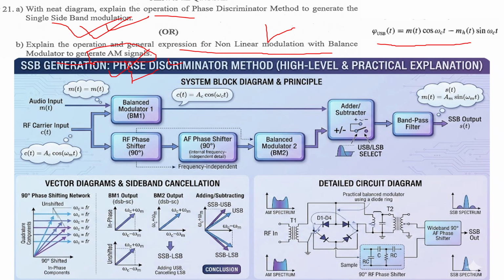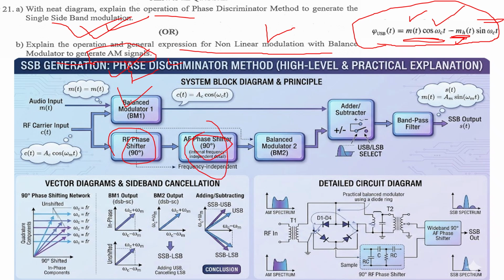SSB is actually the signal m(t) cos ωct, where m(t) is your message signal and cos ωct is your carrier, plus the Hilbert transform of m(t), that is the phase shift by 90 degrees, times sin ωct, right? So how will you generate it? Here is the balanced modulator, then the phase shift, that is the Hilbert transform, and again an AF phase shifter will be there, and then another balanced modulator, and add both of them.